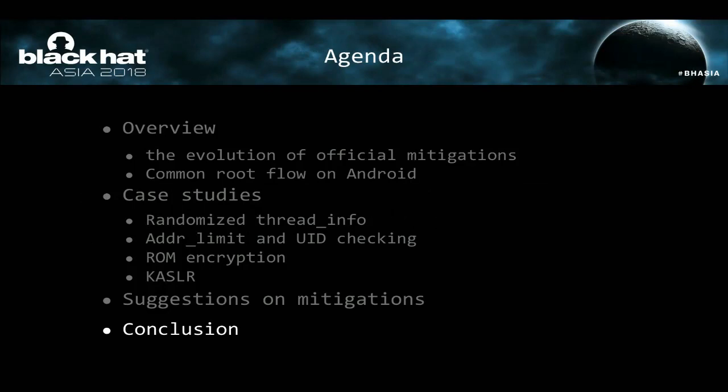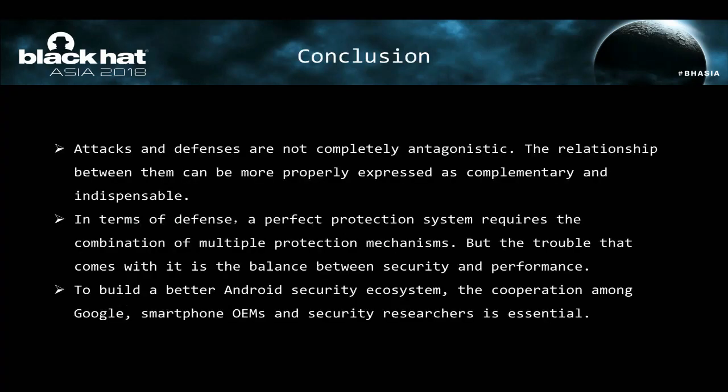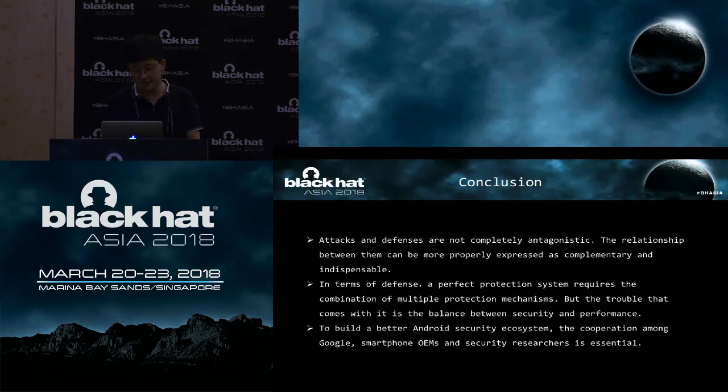Then is the last part, conclusion. There are three takeaways I want to share with you. The first one, attacks and defenses are not completely antagonistic. The relationship between them can be more properly expressed as complementary and indispensable. The second one, in terms of defense, a perfect protection system requires a combination of multiple protection mechanisms. But the trouble that comes with it is the balance between security and performance. The last one, to build a better Android secure ecosystem, the cooperation among Google, smartphone OEMs, and the security researchers is essential.